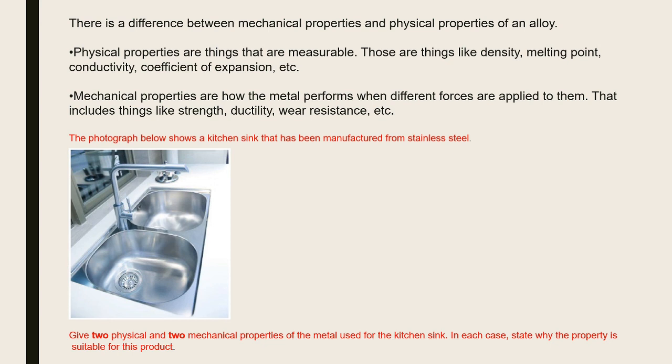You've then got mechanical properties, and this is how well metals perform when different forces are applied to them. So that might be to do with how strong it is, how ductile it is, how wear resistant it is. A typical question for this is like the one below. It'll show you a picture of a kitchen sink. It tells you it's made out of stainless steel, and it says give 2 physical and 2 mechanical properties of the metal used for this kitchen sink. In each case, state why that property is suitable for this product.